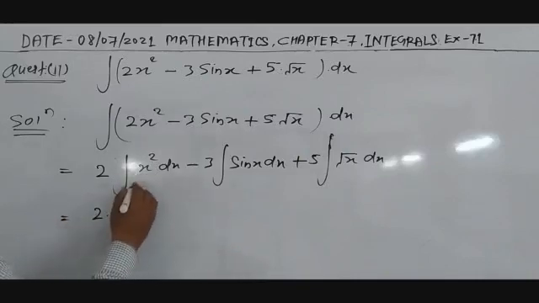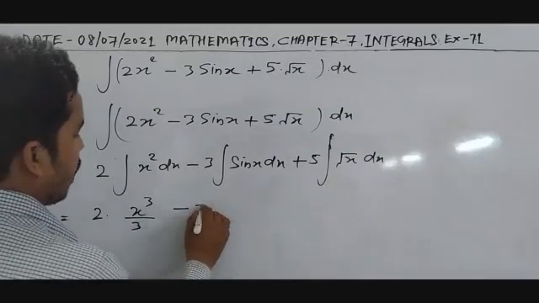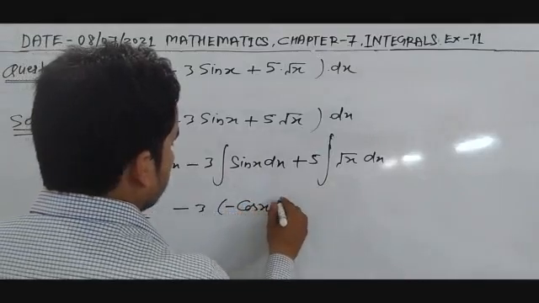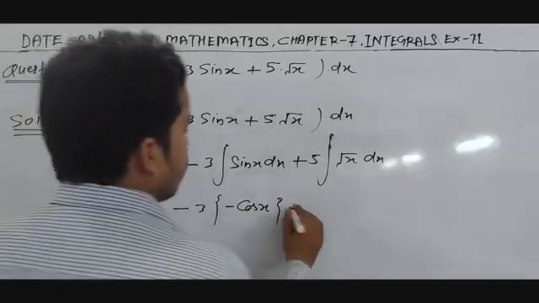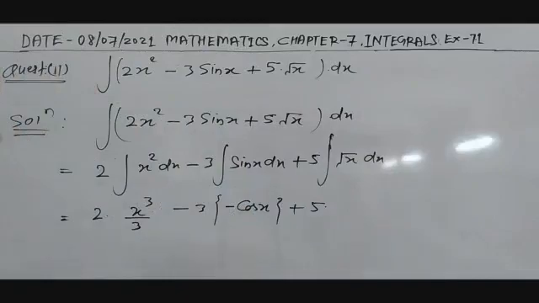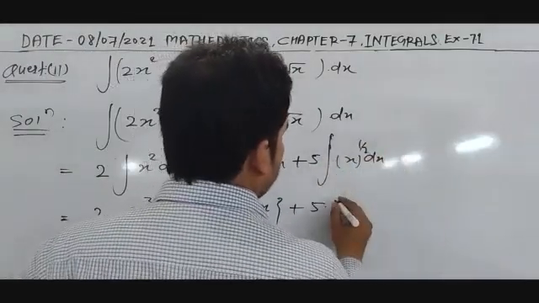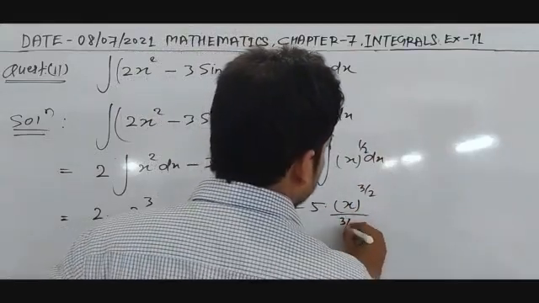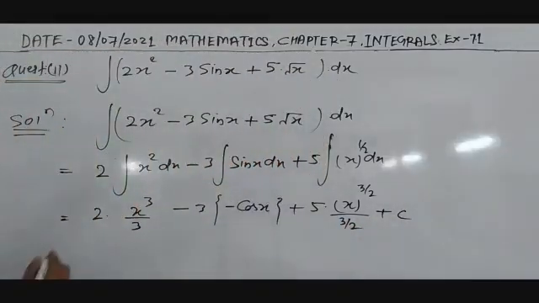You know the integration of x square dx, result is x cube by 3 minus 3 times integration of sin x, result is minus cos x, plus 5 times root x integration. Root x means you can write power 1 by 2, so its result will be x to the power 3 by 2 whole upon 3 by 2, and next plus c.